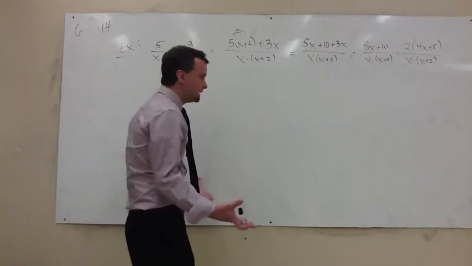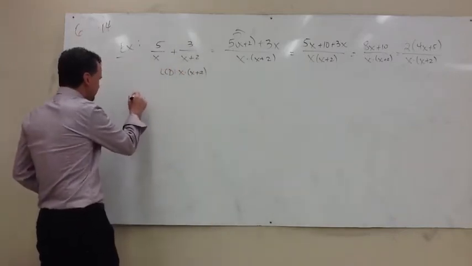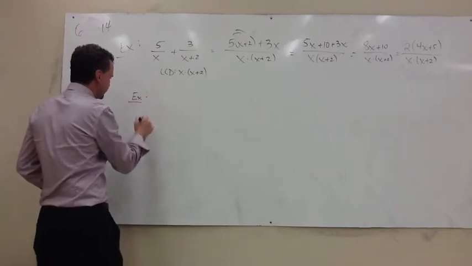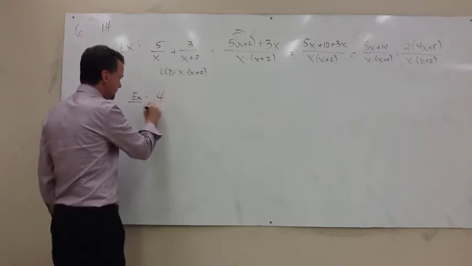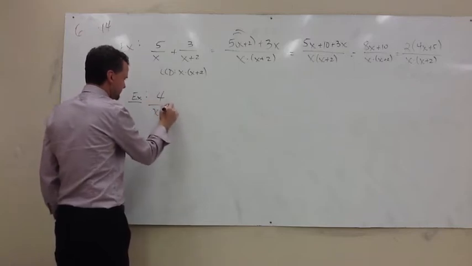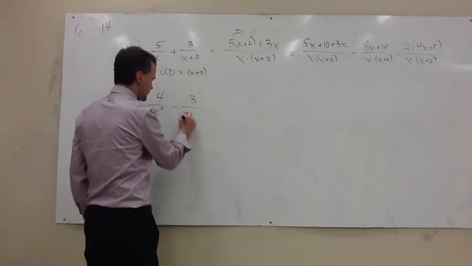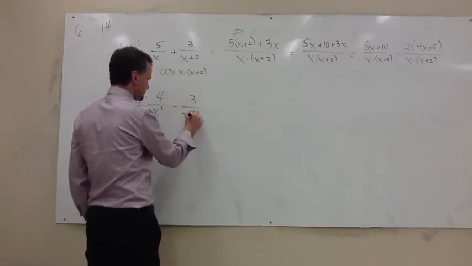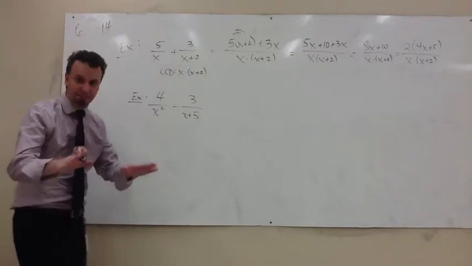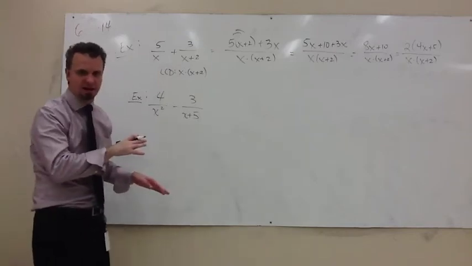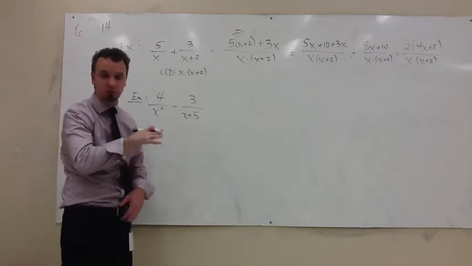Alright, so what I'd like you to do is try a couple here real fast. I want you to simplify, let's try 4 over x squared minus 3 over x plus 5, I guess. Try that one. So you're going to hit pause, and then when you hit unpause, you're going to see me do the problem, and hopefully you did it right.